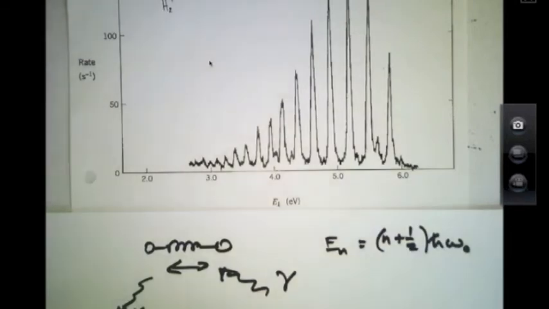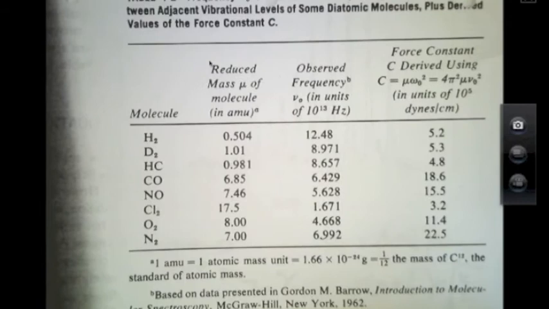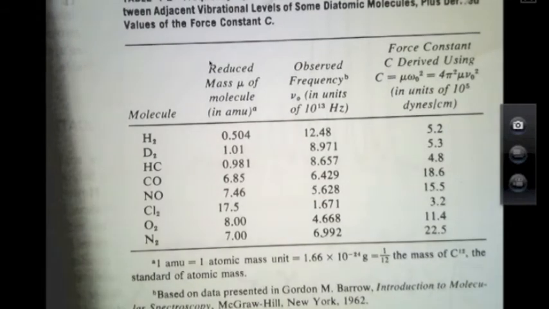Since the energies of those bonds go like 1/2 h bar omega naught, and that has the spring constant in it as well as the mass of the particles in the bond, you can also use this to gain some information about the mass of the thing in the bond. And in fact, what's interesting is that different isotopes actually show different frequencies for these kinds of diatomic molecules.